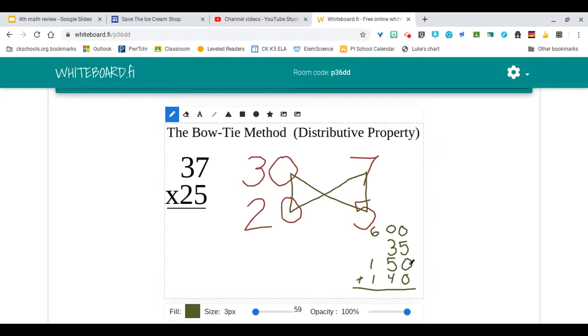So let's see, 0 plus 5 plus 0 plus 0 is 5. Let's see, 0 plus 3 is 3, plus 5 is 8, plus 4 is 12. And then I can regroup that. 1. 1 plus 6 is 7, plus 1 is 8, plus 1 is 9. So my sum here of all the products becomes my product of this whole equation. So 37 times 25 is 925. So that again is the bow tie method, which uses the distributive property.